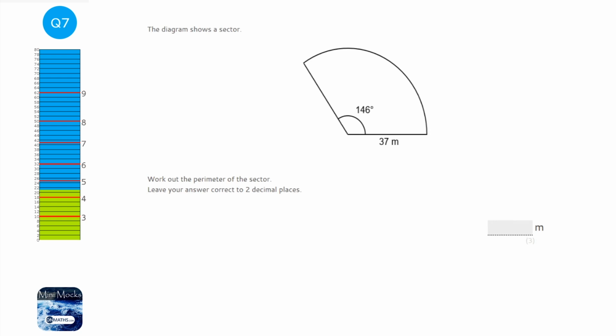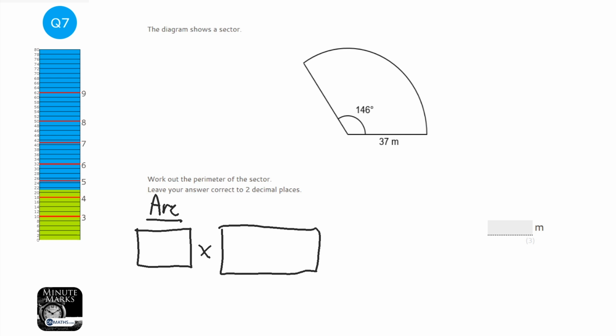Okay, so for this question we need to work out the length of the arc, which is around here. And then we need to work out what this and this are. So we're going to do the arc first. I'm going to show the examiner that I'm doing the arc first. Now, the distance of the arc is the total circumference of the circle times by the fraction of the circle we've got. So you want to work out what the fraction is of the circle and times it by the circumference of the circle. So to work out the fraction of the circle we've got, well, we've got 146 degrees. And there are 360 degrees in total in a circle.